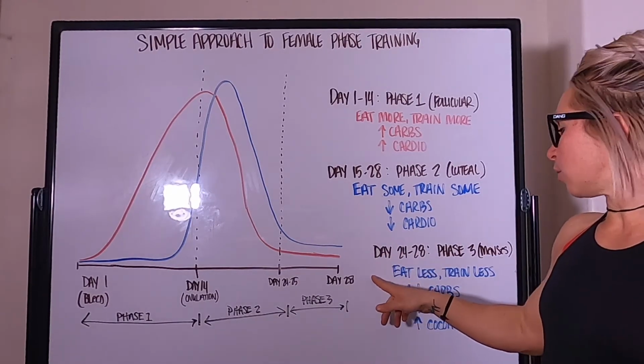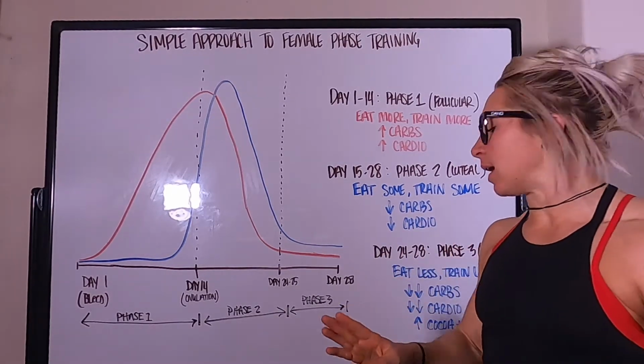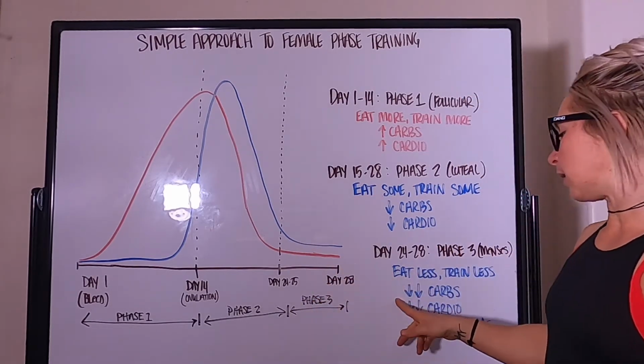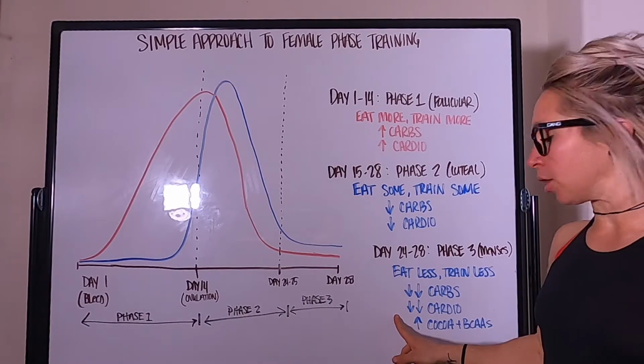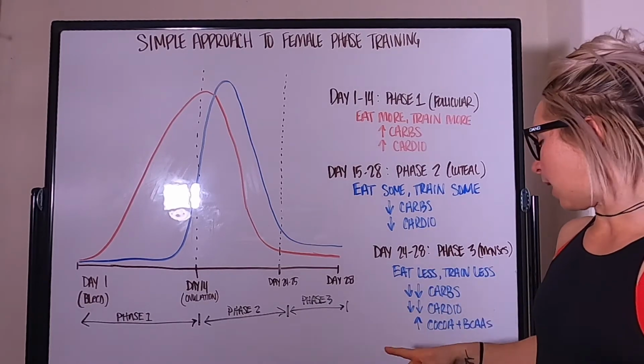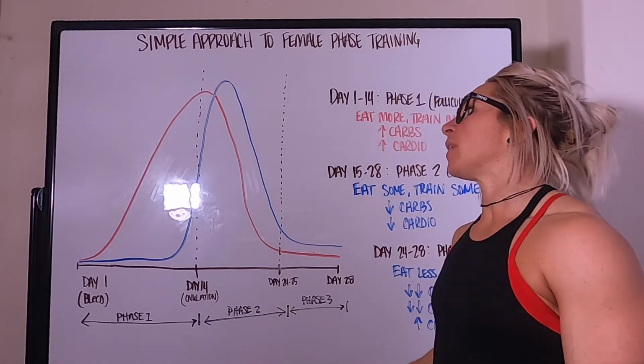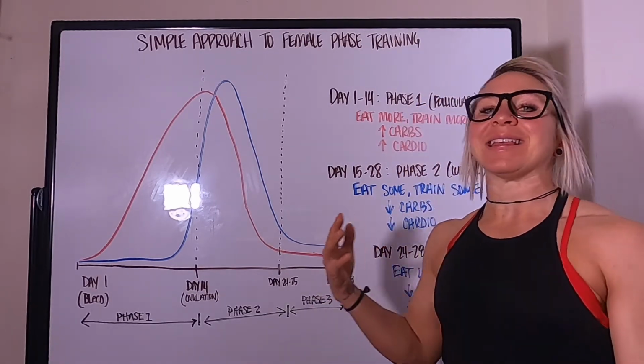And then phase 3, those are just the last few days where cravings are a bit high. You're more likely to store fat. So we really want to keep our carbs down and really keep our cardio down, keep our stress levels down, and increase and add in some cocoa powder and BCAAs. Again, remember, the name of the game with women is insulin, okay?